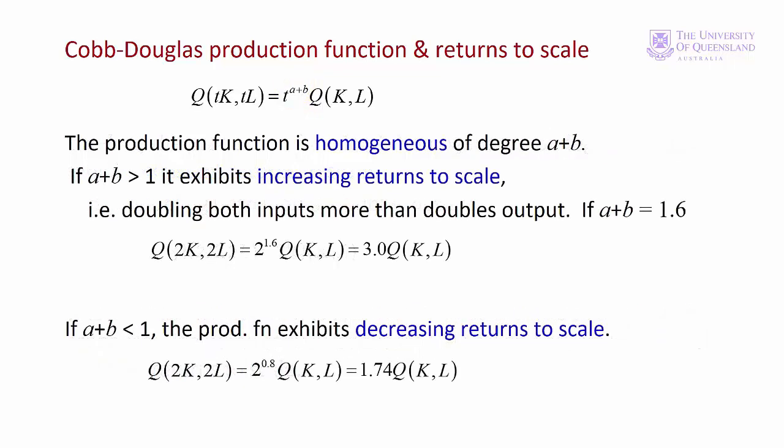Not all production functions are homogeneous of degree 1. As I mentioned before, the degree of the homogeneity is a plus b. If a plus b is greater than 1, then the production function exhibits increasing returns to scale.